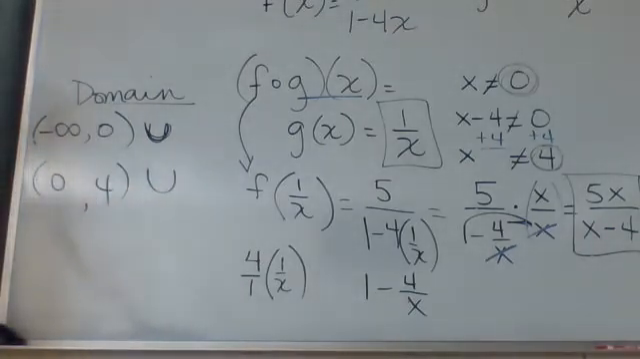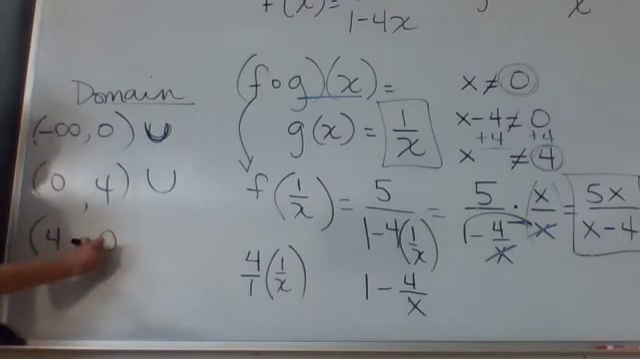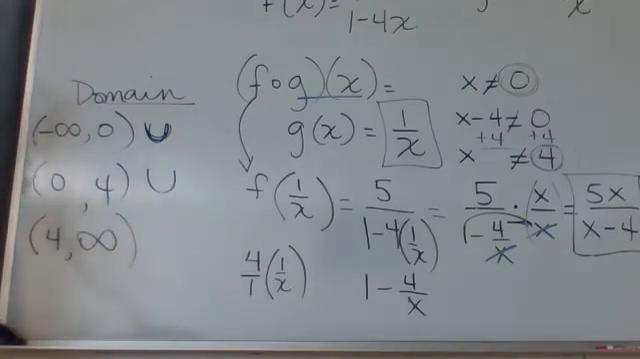And so all the numbers below 0, all the numbers between 0 and 4, what's the last group of numbers I want to include? All the numbers above 4. So where would I start? I would start at 4 and then everything above it, which is infinity. So that would be your domain.